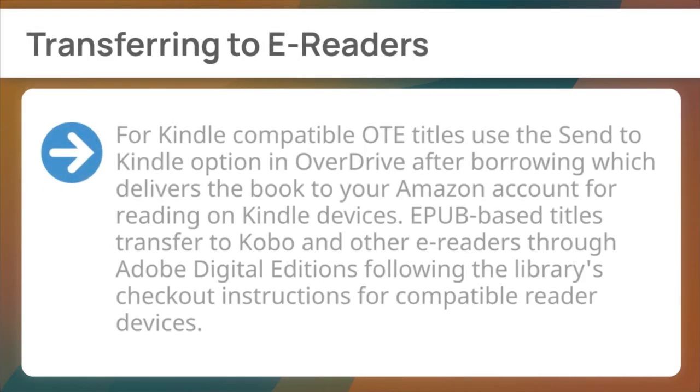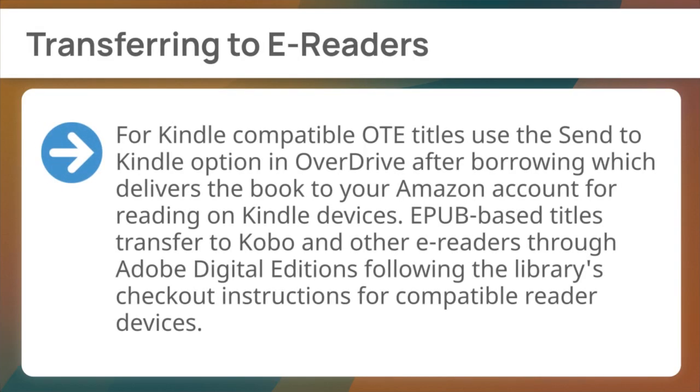Finally, transferring to e-readers. For Kindle-compatible OTE titles, use the Send to Kindle option in OverDrive after borrowing, which delivers the book to your Amazon account for reading on Kindle devices. EPUB-based titles transfer to Kobo and other e-readers through Adobe Digital Editions, following the library's checkout instructions for compatible reader devices.